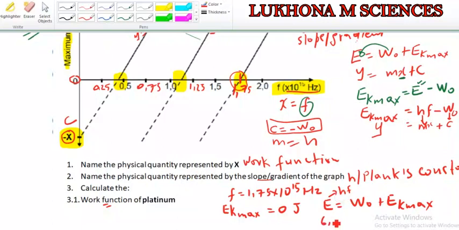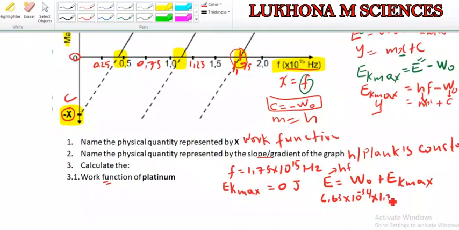H is a constant, 6.63 times 10 to the power negative 34, times the frequency that we have there, 1.75 times 10 to the power 15, is equal to the work function, which is what we're looking for, plus the Ek max, which is equal to 0. Therefore, the work function will be equal to, let's press the calculator, then we get the answer. So the answer is 116.025 times 10 to the power minus 20 joules. Then the question is answered.